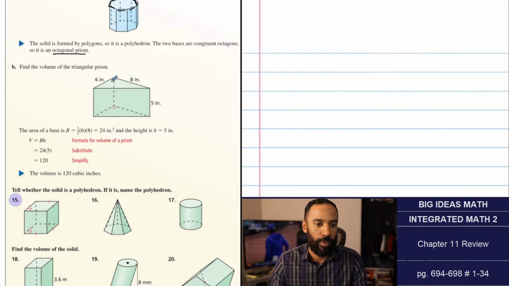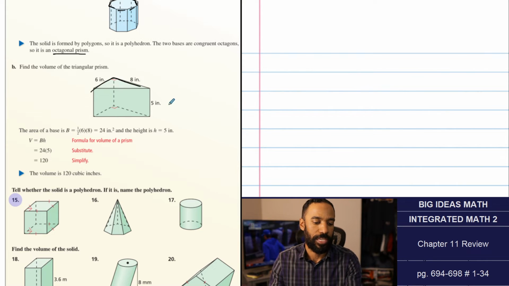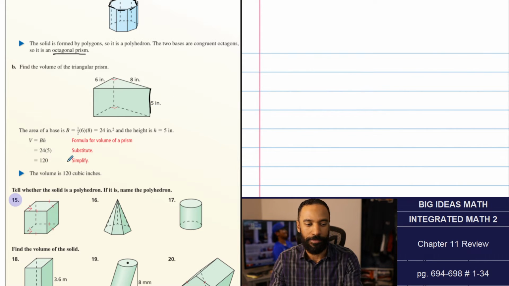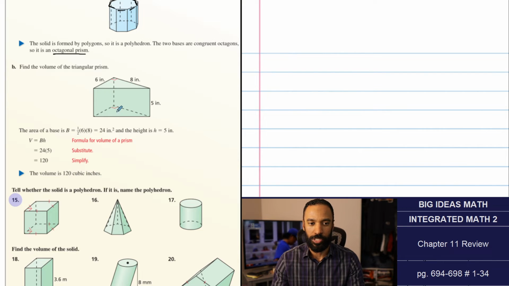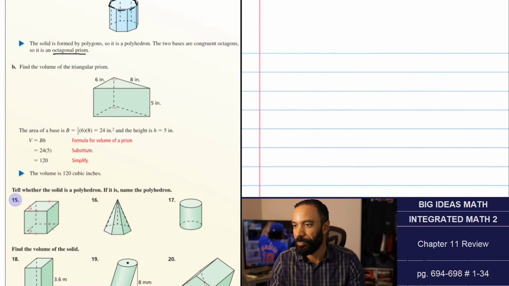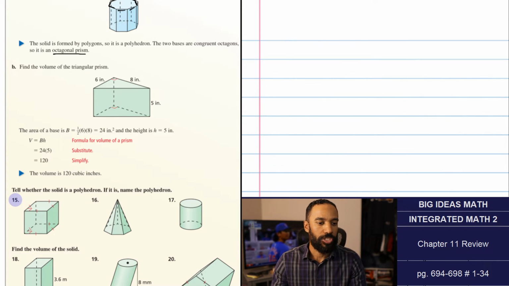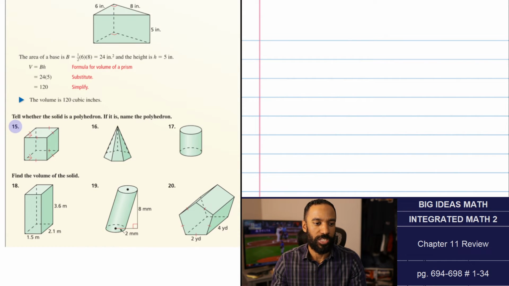So area of base is 24. That's half of 6 times 8. Times the height of the prism being 5. That's 120 cubic inches of volume of a block of cheese. There it is. All right, let's do our own numbers. We got several. For 15 through 17, we start with polyhedrons. Tell whether it is one, and if it is, we're not finding volumes. We're just naming the polyhedron.